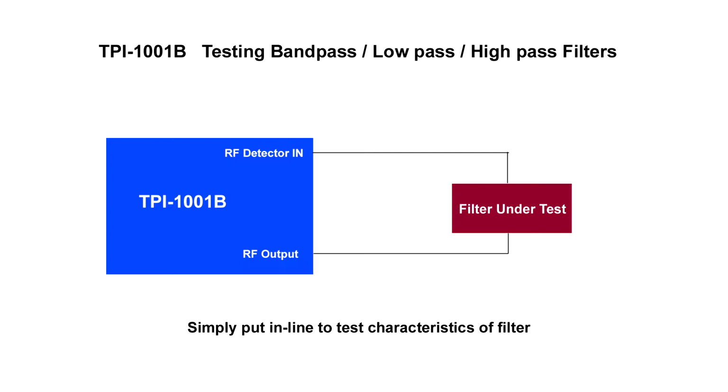First is how to test bandpass, low-pass, and high-pass filters, and you can characterize other types of frequency domain filters as well. In this test of a bandpass filter, we're simply going to connect it using cables between the RF output and the RF detector input.